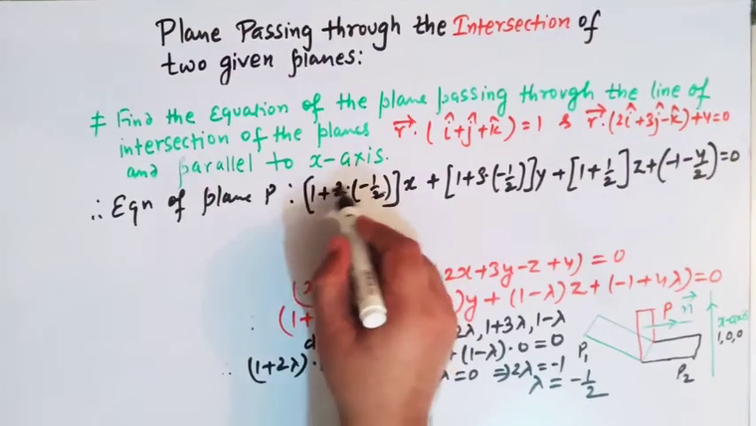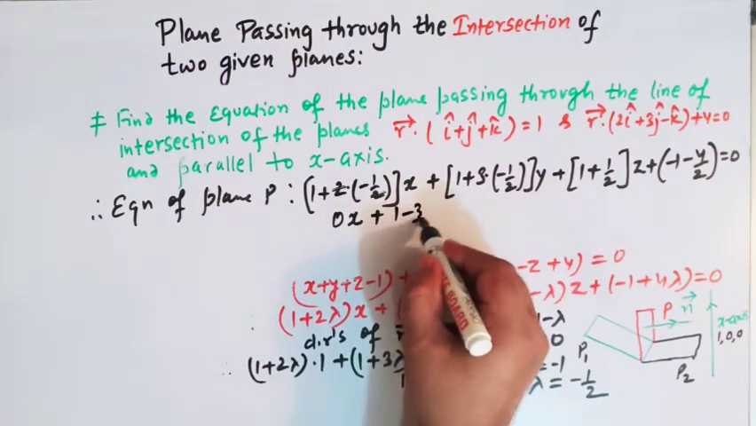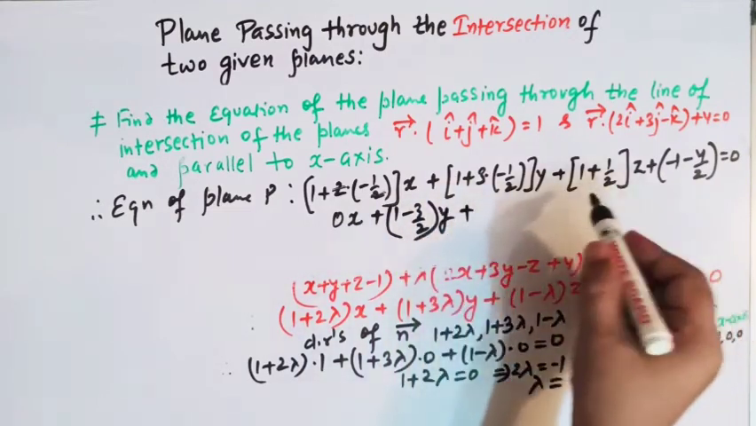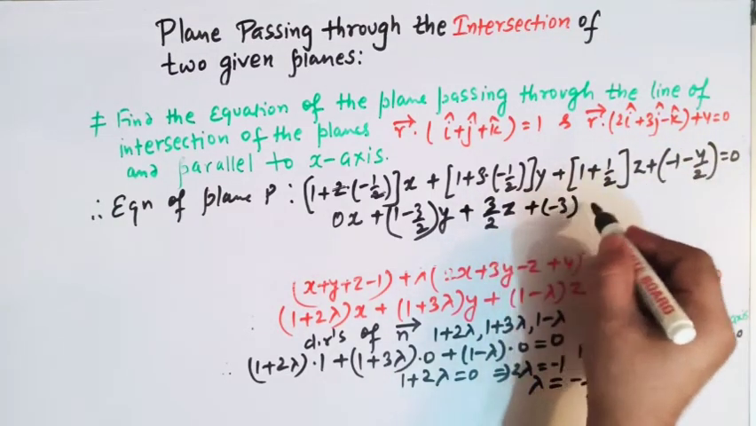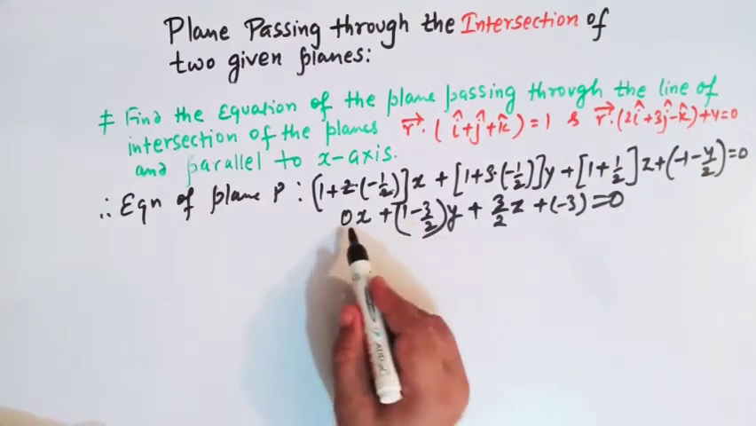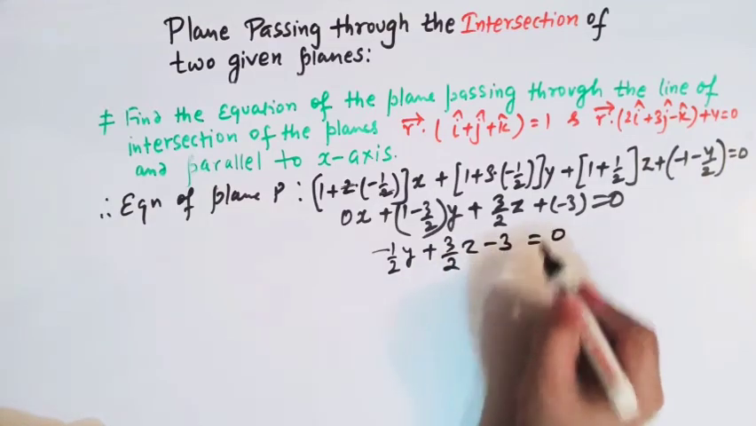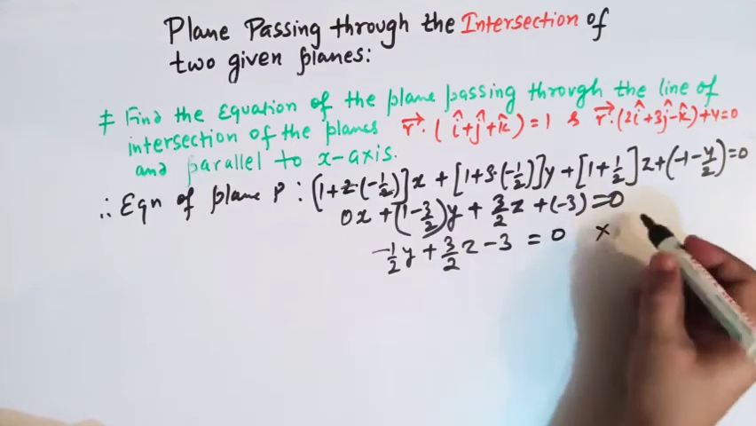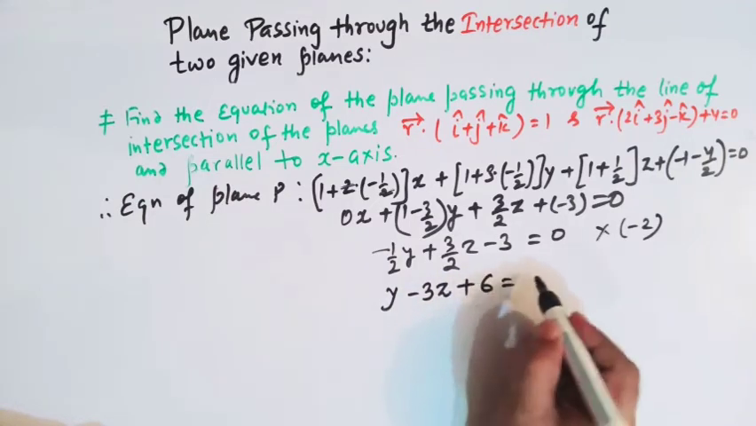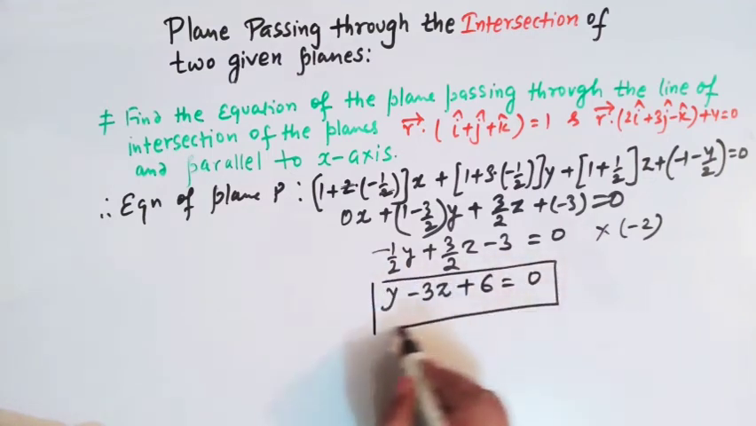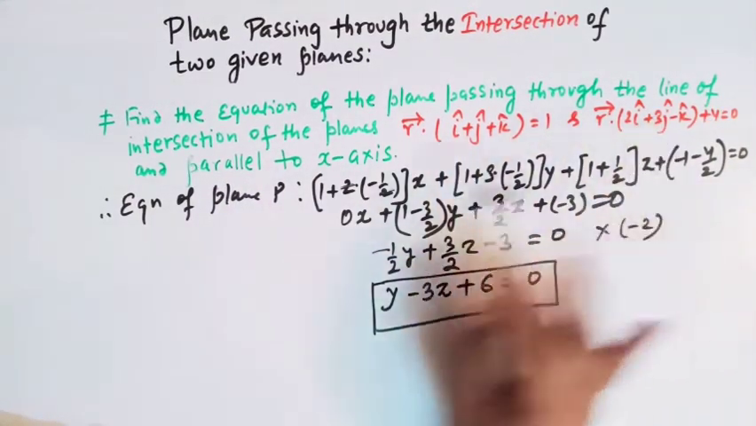So here 2 and 2 get cancelled, so we have 1 minus 1, that is 0. So we have 0x, then here we have (1 minus 3 by 2) times y, and here we have 3 by 2 z, and here we have minus 1 minus 2, that is minus 3, equal to 0, right? Now therefore this becomes 0, and here we have minus half y plus 3 by 2 z minus 3 is equal to 0. Now if we multiply the whole equation by minus 2, we get y minus 3z plus 6 equal to 0. So viewers, this is the required equation of the plane which passes through the line of intersection of these two planes and is parallel to the x-axis.